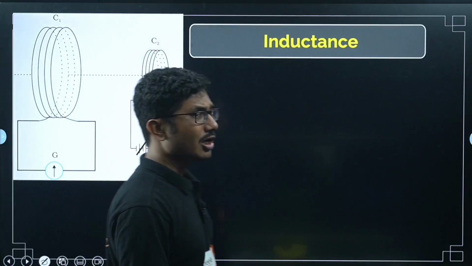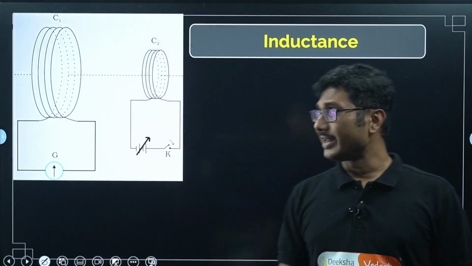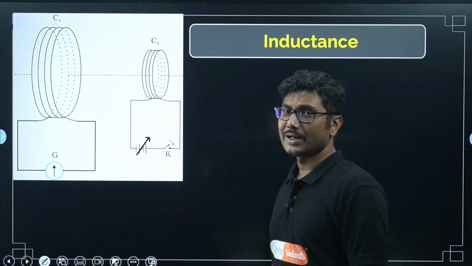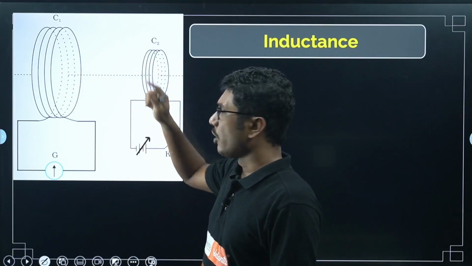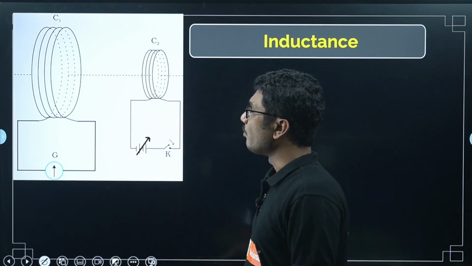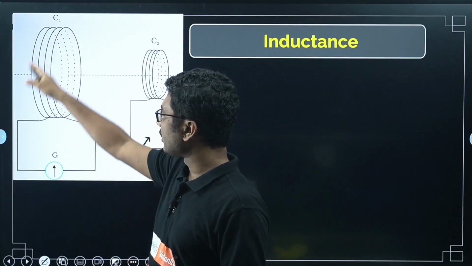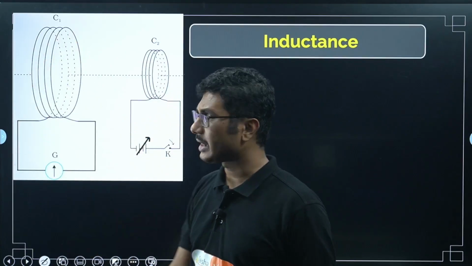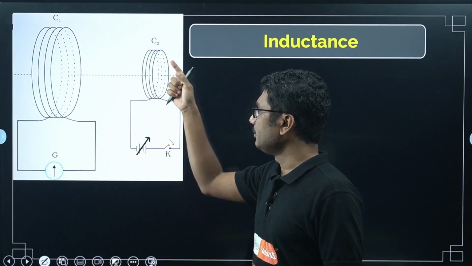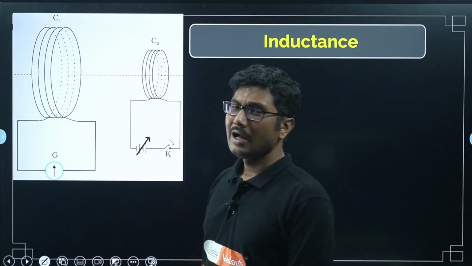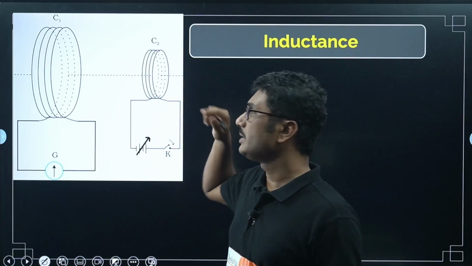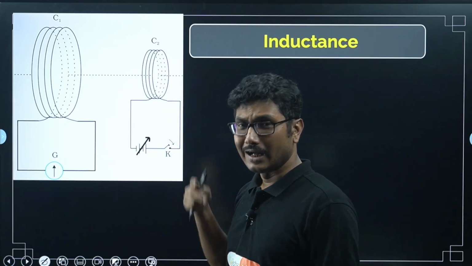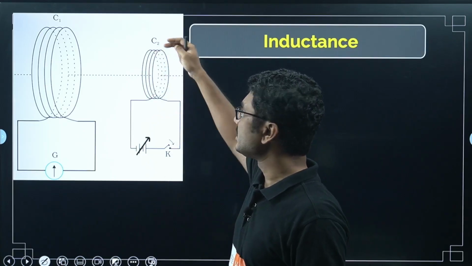Now let us talk about inductance. Very important concept, inductance. What is the meaning of inductance? Suppose we have two coils. In one coil, it is closed and there is a galvanometer connected. In another coil we have a variable voltage source. Variable voltage source means I can change the current through this coil.